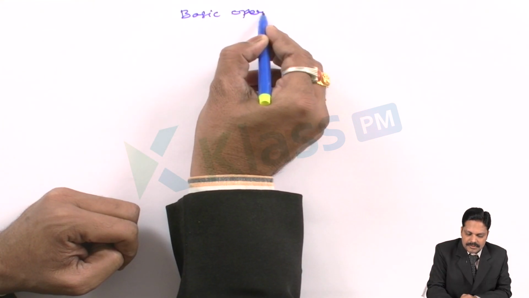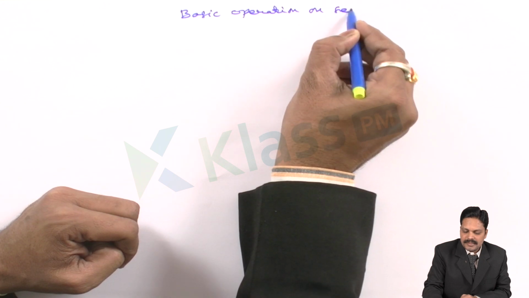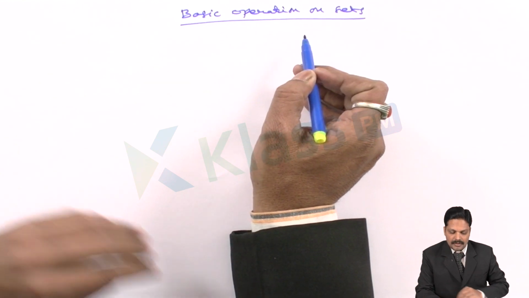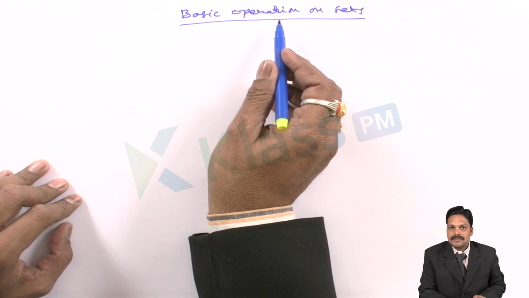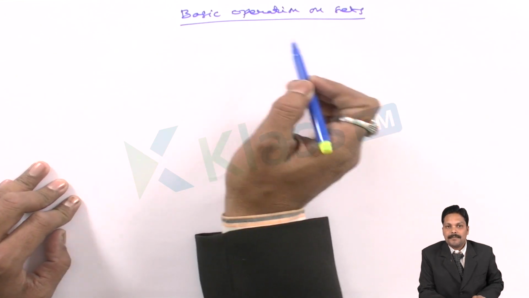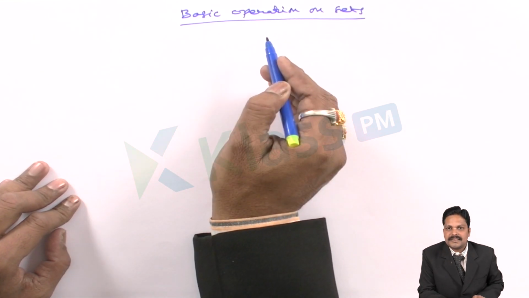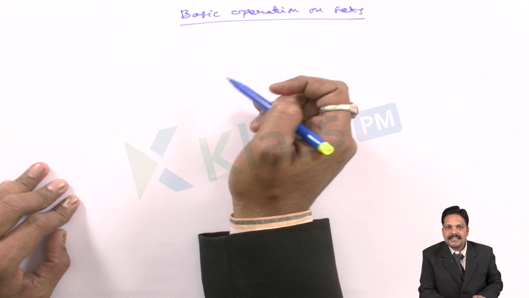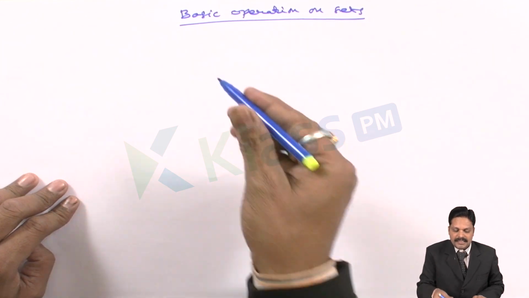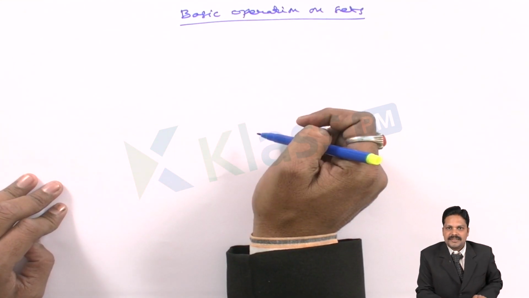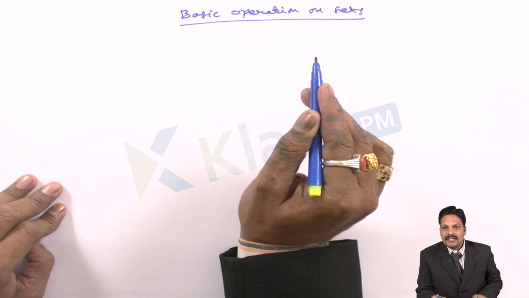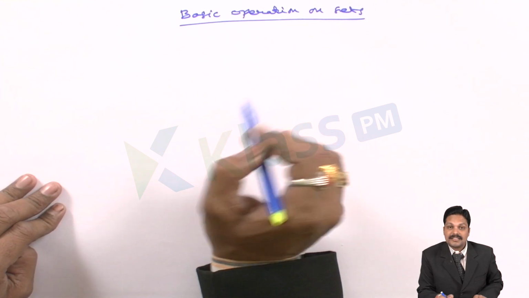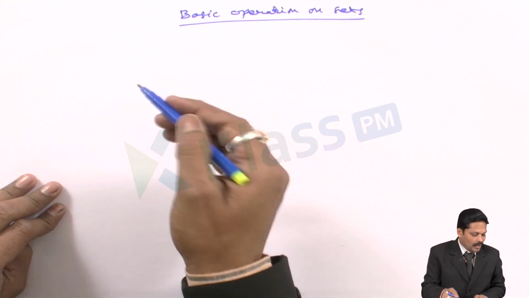Basic operations on sets. Next topic, basic operations on sets. Basic operations, we know that. How can we apply the basic operations on sets? Like we are having addition, subtraction, multiplication, division. These are the basic operations in our mathematics. Here also we are applying basic operations like addition, subtraction, and we are taking here union and intersection. Subtraction also we are taking here. So how can we apply?